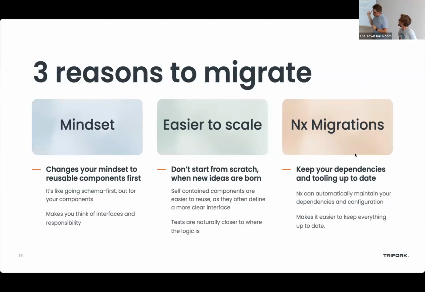Then we use Nx migrations a lot. It's a thing in Nx that can help you maintain your dependencies and your configurations. So it's not just running yarn upgrade latest. It's actually upgrading Storybook to the latest version. And Storybook also has some new configuration. Then it goes to each of your packages, updates the configuration to whatever is the new way to do it.